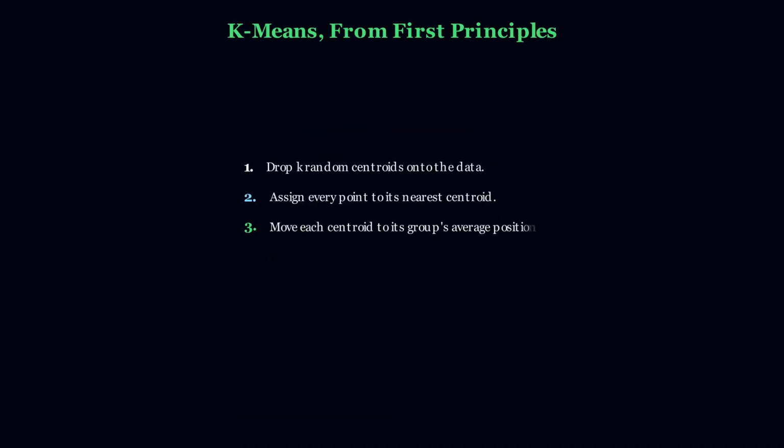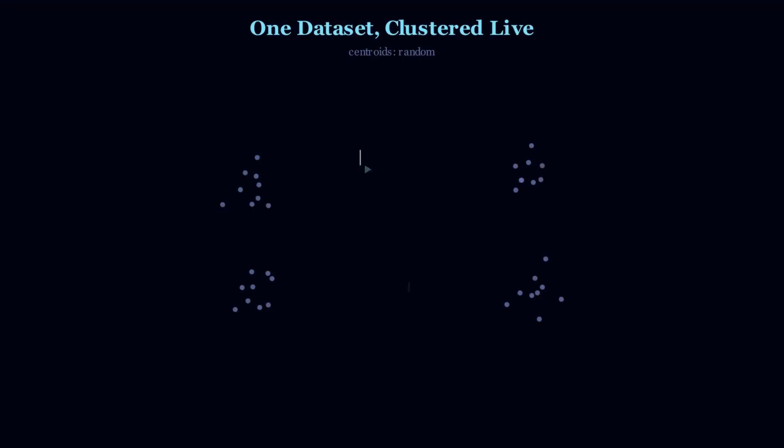K-means is built on one simple idea. Drop K random points called centroids onto the data. Assign every point to its nearest centroid. Move each centroid to the average position of its assigned points. Repeat. The centroids drift toward the real centers and settle. Let's watch this converge live on a real scatter of customers.